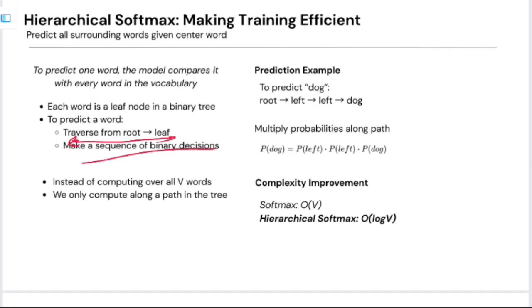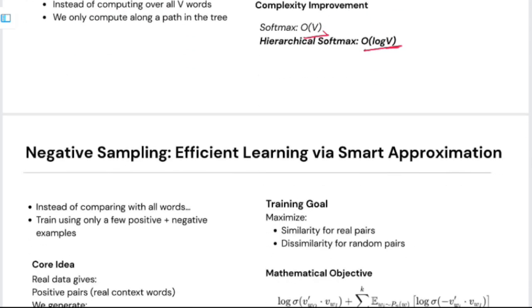This reduces the computational cost. So predicting a word becomes a sequence of decisions. This reduces the complexity from O of V to O of log V. This is a huge improvement. For example, to predict the word dog, we might go root, left, left, dog. This reduces the computation drastically, as we can see. So instead of evaluating every word, we only evaluate a small number of decisions. But there's an even simpler and more practical method, which is negative sampling.